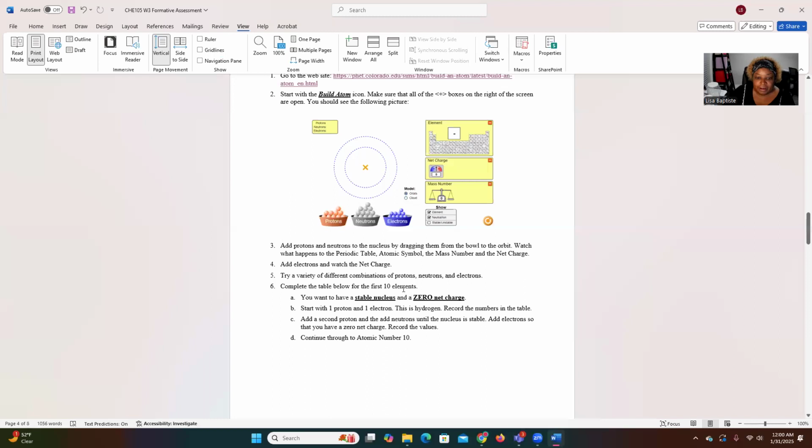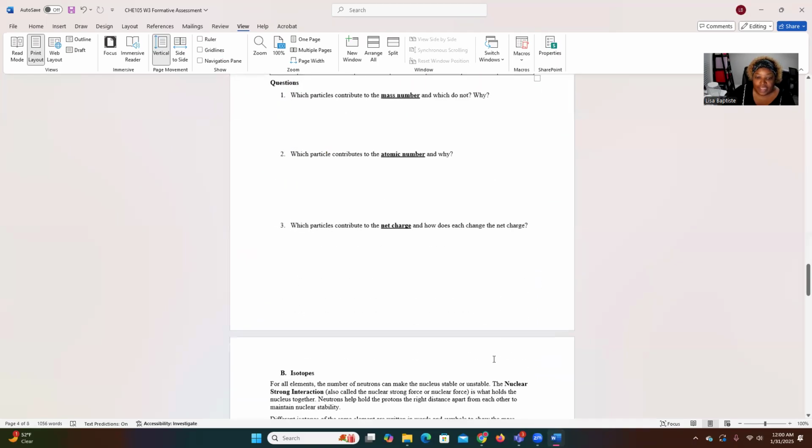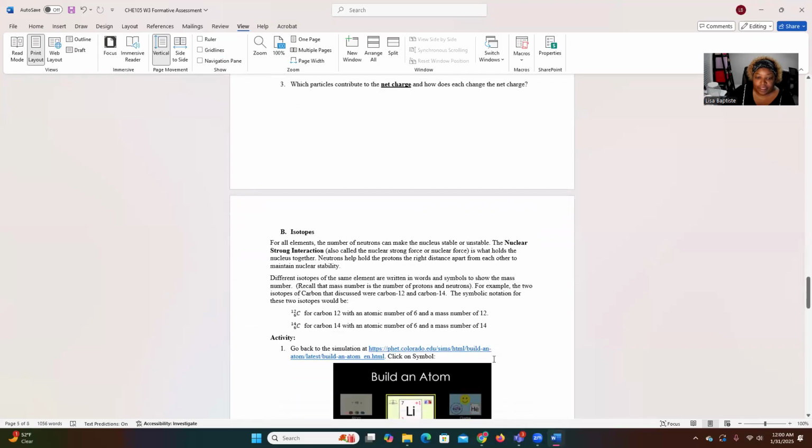So going back here, if we scroll down, you need to fill in this chart. And so it gives you the symbols, okay, for the first 10 elements. You need to write their names. Remember, spelling is important. Write their atomic number, their mass number. Remember, the mass number is a rounded number. It's a whole number. The number of protons, neutrons, and electrons, okay? And then answer the questions based on that.